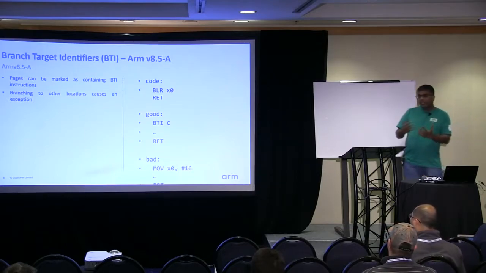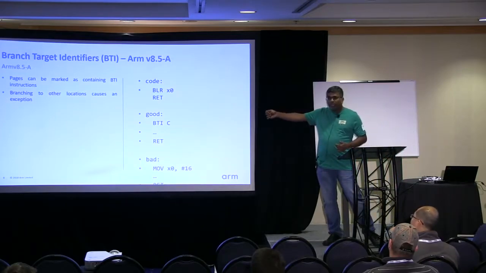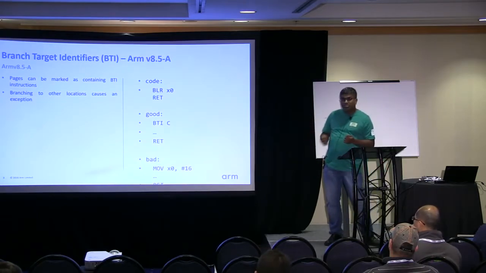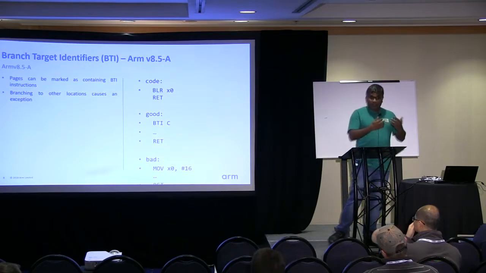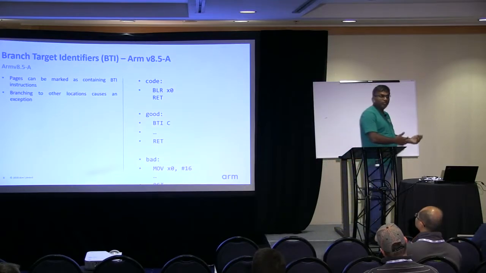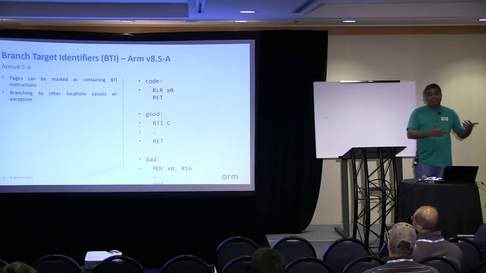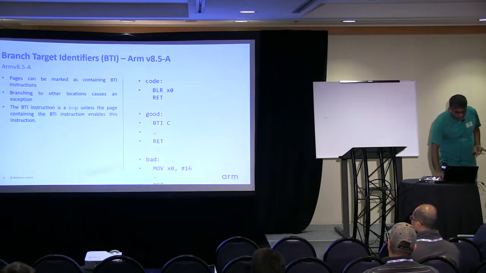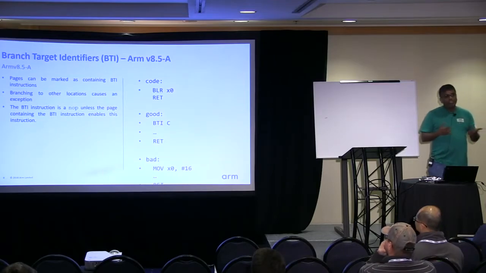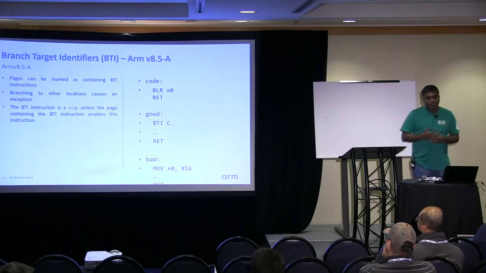Branching via an indirect branch to any place other than what is marked with a BTI instruction will result in an exception. Now, the BTI instruction behaves as a BTI instruction only if the corresponding page table bit is turned on. That's something we've introduced in the page table format for v8.5, and therefore this is backwards compatible. So in deployment, the BTI instruction is a NOP unless the page table entry for the page containing the BTI instruction enables it.